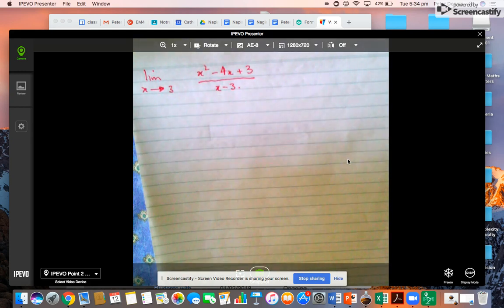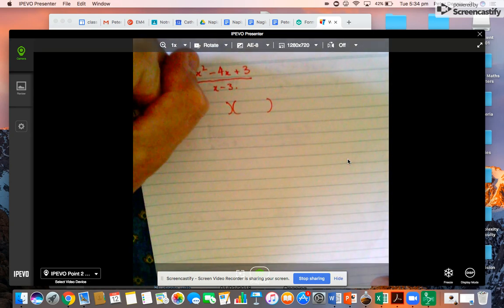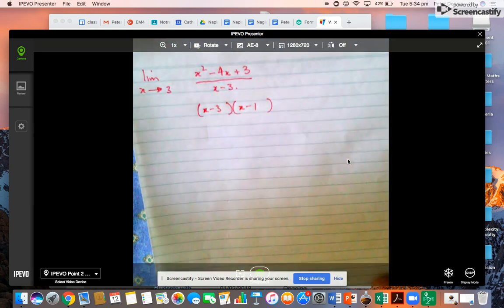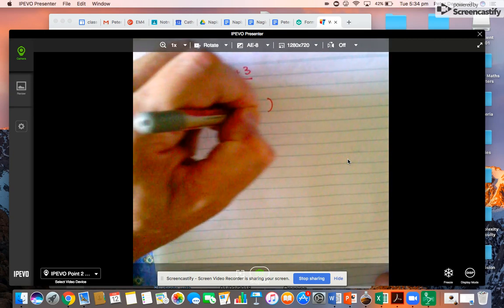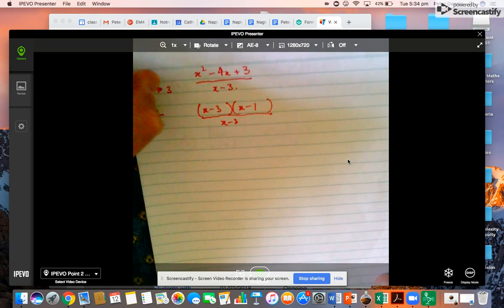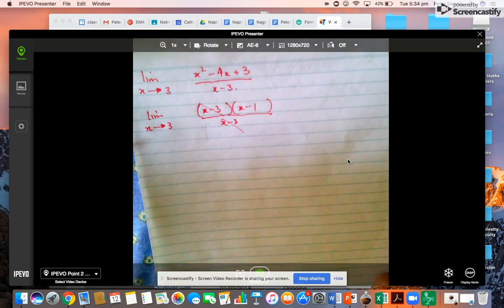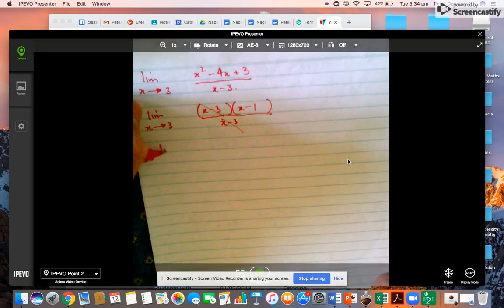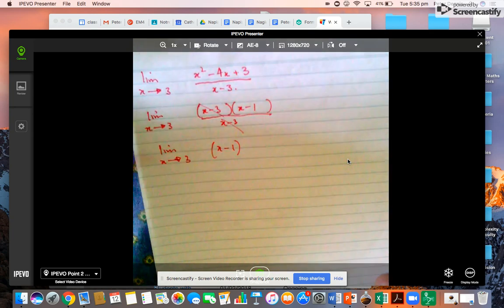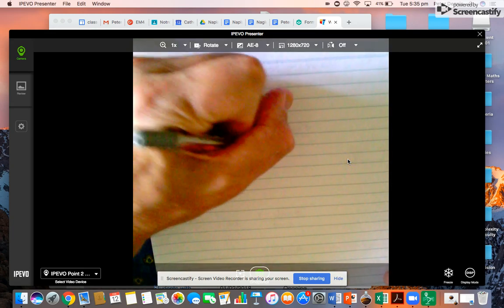Well, we look at factorising the top. So we can factorise the top, and it just becomes x minus 3, x minus 1. We're looking for two numbers that, remember, times together give 3 and add together give minus 4, over x minus 3. And again, this is still the limit as x tends to 3. Now these two things cancel out, and we're left with the limit as x tends to 3 of x minus 1. So as x gets closer and closer to 3, we can solve this now, and the answer is just 2.